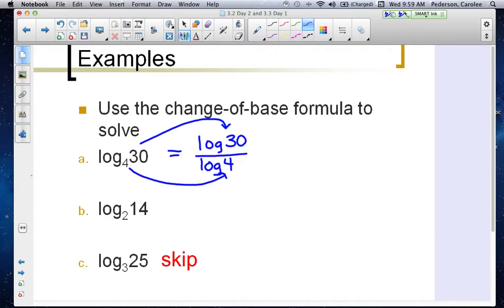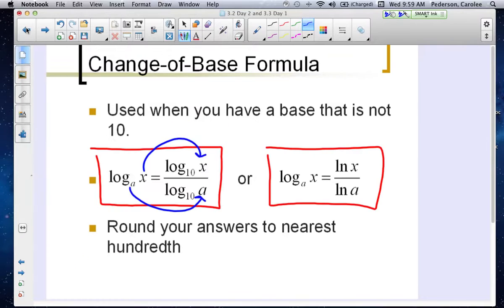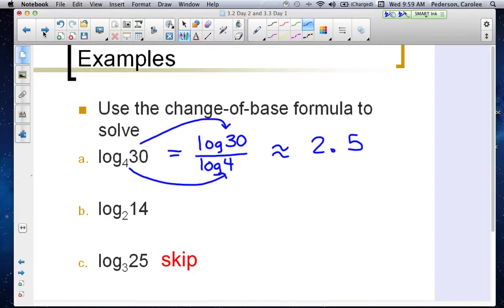Okay. So it's fine for us to just round it to the nearest tens place. Approximately 2.5. Pardon me? Did I say hundredths? Oh, let's do hundredths then. 2.45. Now let's just check it. Let's do natural log, so natural log of 30 divided by the natural log of 4. Get the same answer? Yep.